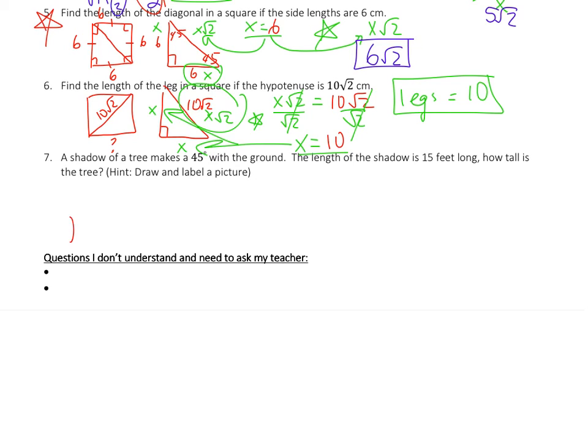Number 7, we need to draw our picture again. It is a tree. So you've got a tree. We have a shadow. You have to think of where the shadow ends up. The shadow is on the ground. Some of you might think that the shadow's in the air, but it's really not. It ends up on the ground. That's where we see it.